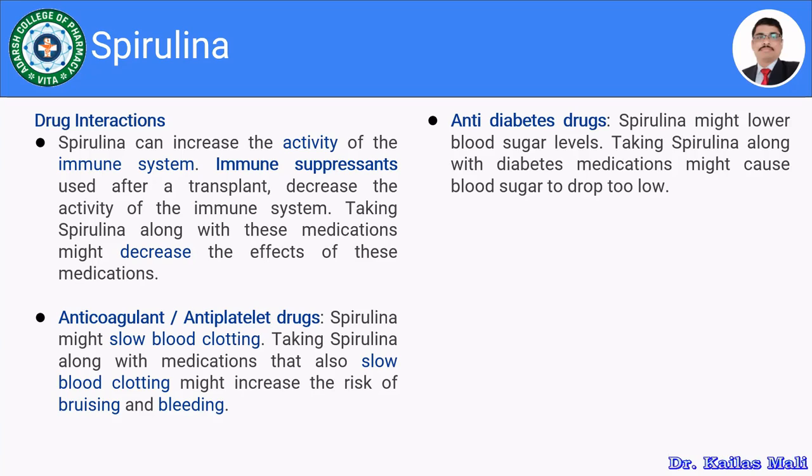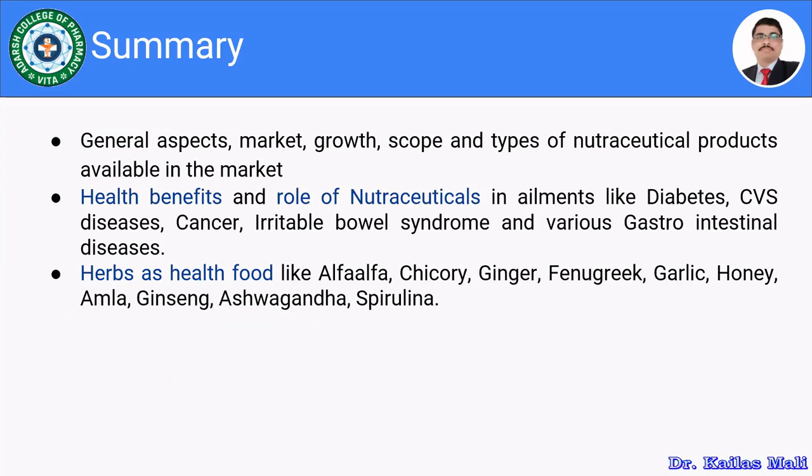Here we have finished spirulina. So in this part, we have discussed the biological source of spirulina, then chemical constituents, then health benefits of spirulina, then dosage, side effects, precautions and warnings, and lastly, the drug interactions. So here we have finished the first part, that is nutraceuticals. Hope all of you have understood the things related with the chapter nutraceuticals.